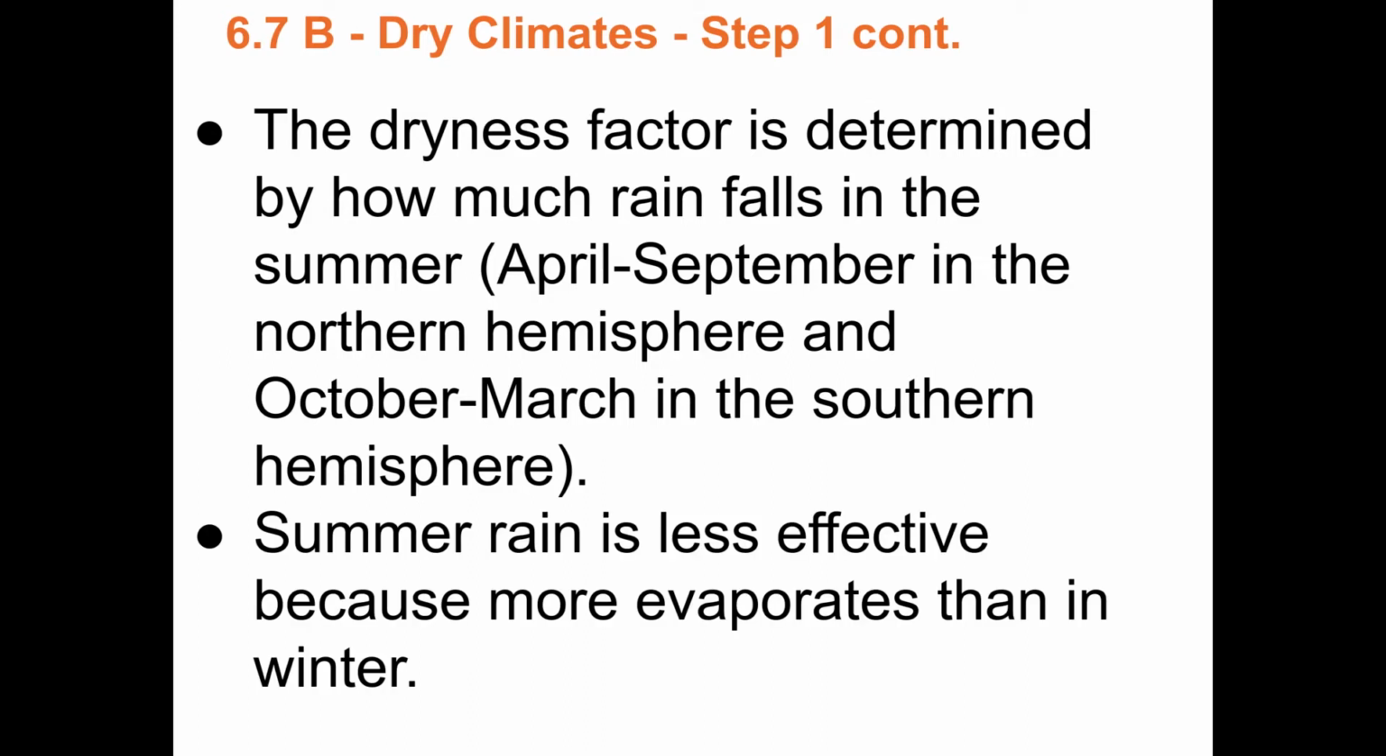Summer rain is less effective than winter rain, because in the summertime it's warmer, so there's more evaporation. In the wintertime, if it's cooler, more of the rain that falls is going to soak into the ground before it evaporates, so more water is available for plants. So we say winter rain is more effective than summer rain.